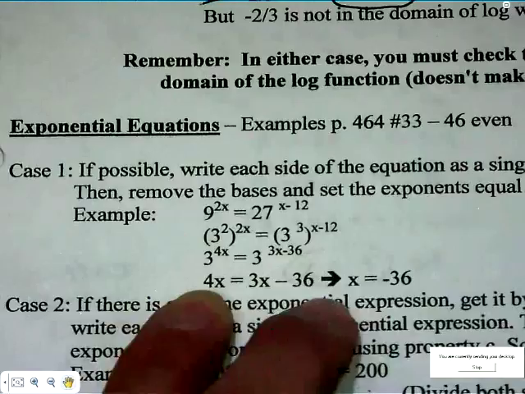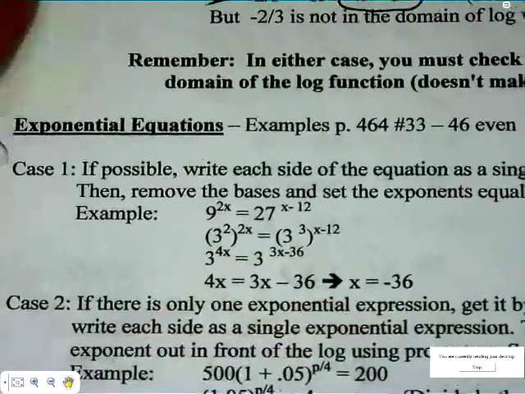You should not get extraneous solutions for exponential equations. Whatever you get, if you haven't made a mistake, it'll work. Should work.